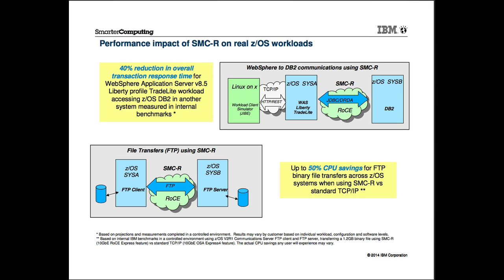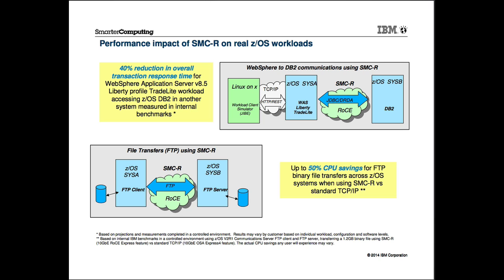So here's two slides showing some of the performance impacts. The first slide is an example of a stock trading workload. You have a Linux client talking to a WebSphere application server running a Liberty profile using TCP/IP to talk to a DB2 in the back end. The thing about this workload string is the SMC-R is only between the two z/OS systems. There's no SMC-R between the Linux and the WAS. And at the Linux system, a 40% reduction in response time was observed. So SMC-R saved so much time going between the two z/OSs that it reflected back to a 40% improvement in response time at the Linux end.